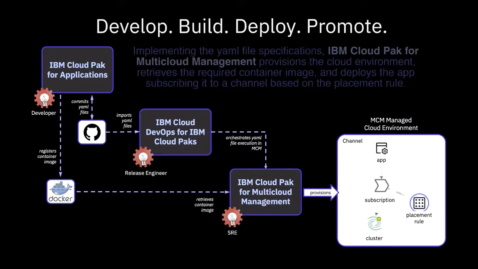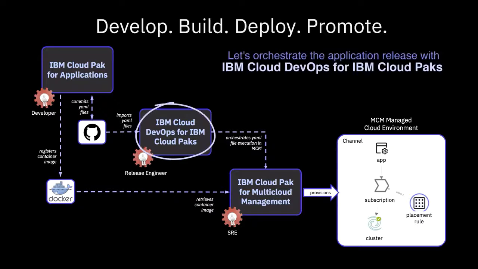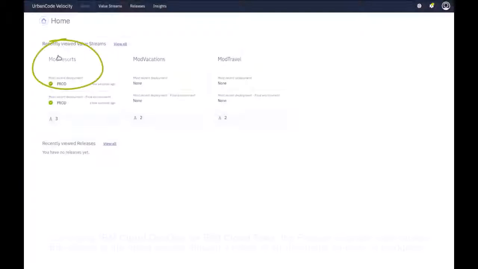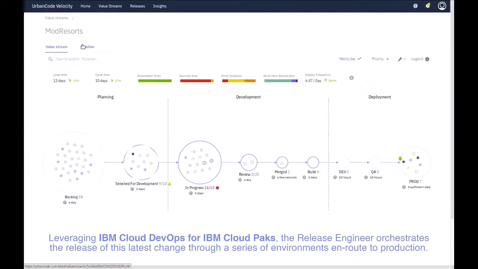So let's begin the release orchestration process. It is important to share that the value stream view displays what stage business value is currently at across the pipeline, along with where potential bottlenecks in the pipeline may exist.